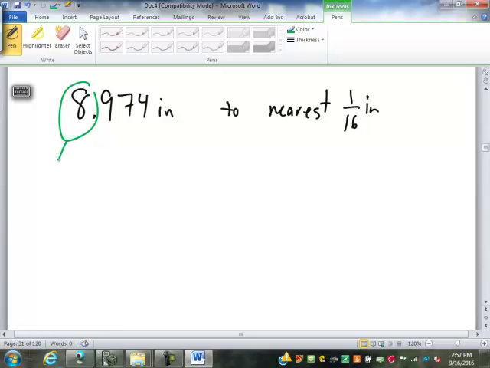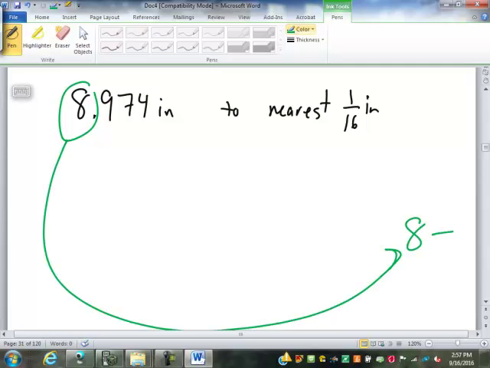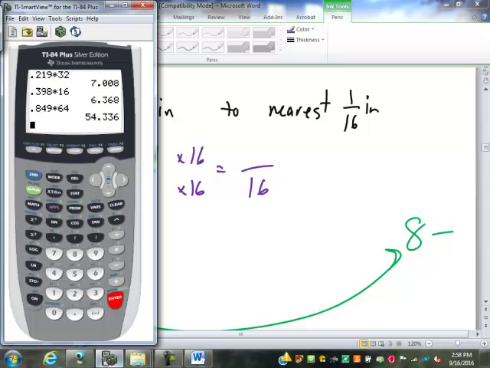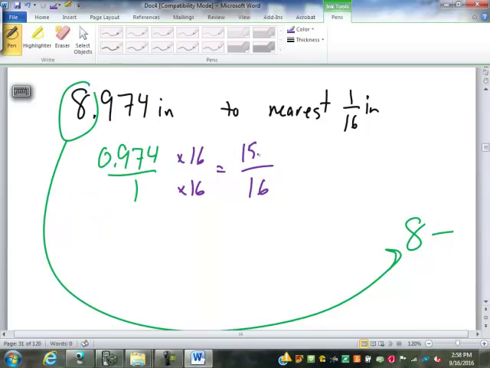Okay, so we have to take the 8 off of here. And we're going to work with the 0.974 over 1. Then we're going to multiply by 16 on top and bottom. So 16 on bottom, 0.974 times 16, 15.584. Okay, good. Thank you.